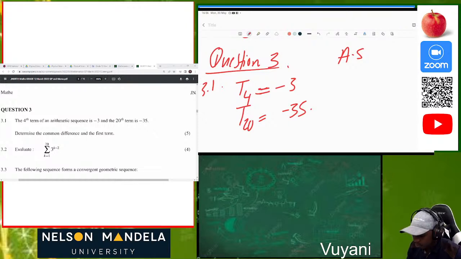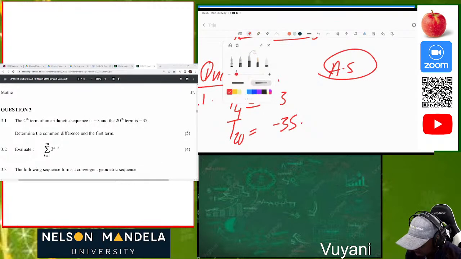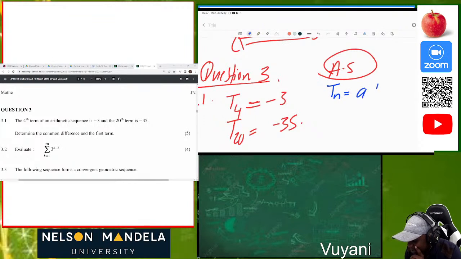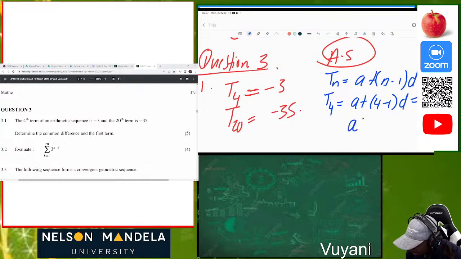Great. So they told us this is an arithmetic sequence. So since it's an arithmetic sequence, we know that Tn is equal to a plus (n minus 1) times d. In this case, they told us that T4 is -3. So term number 4 is equal to a plus, where there is n now, we substitute with 4. 4 minus 1 times d must give us -3. So this will be a plus 3d is equal to -3.